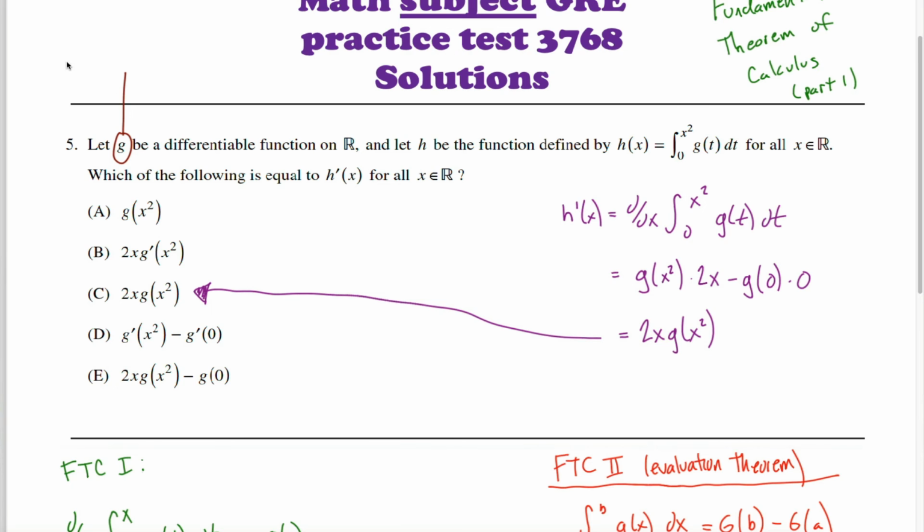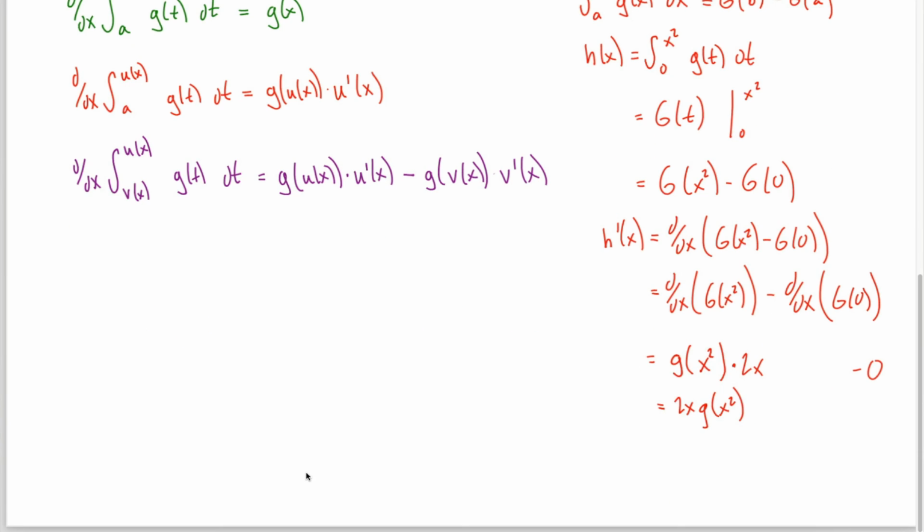So let's let g of t be equal to, I like trig, let's make it sine of t. But there's nothing special with this choice. You can choose whatever function you want right here. If g of t is equal to sine of t, then the function h of x they give us is the integral from 0 to x squared of sine of t dt.